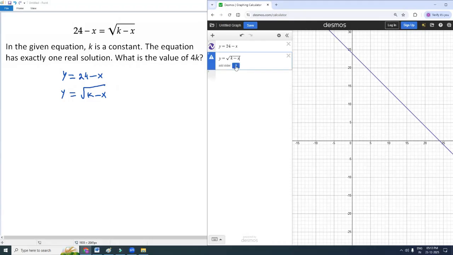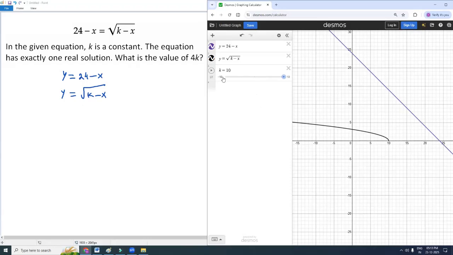Now let's click on k to get the slider to adjust the values for k. Here, the two graphs in Desmos do not intersect when k equals 1. Now, let me adjust the slider to make the two graphs intersect at one point. Okay, here, when k equals 10, the two graphs do not intersect. So, the value of k has to be greater than 10.